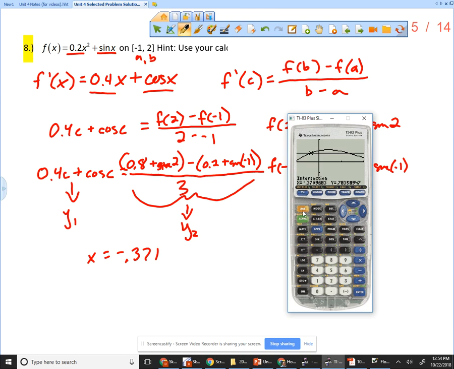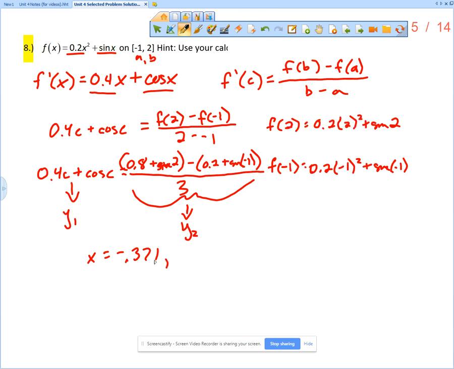Then I do it again. Second trace 5. First curve is y1, yes. Second curve is y2, yes. Now I need to guess something over here. How about like 1? I do that, and I get 1.307. So x equals negative 0.371 and 1.307. Of course, you want to make sure that these are only between negative 1 and 2, but I did that already by making sure that I set my window on my graph to be from negative 1 to 2.